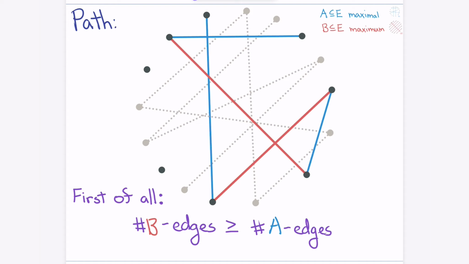Okay, so in this case, I could swap out all of the blue with all of the red. I can take the red matching, and I could have deleted these two edges and added the three blue edges, and it'll go up by one.